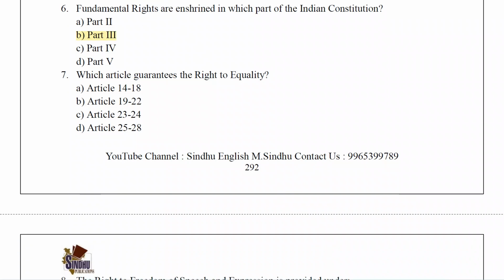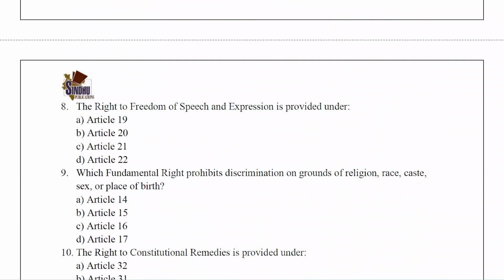Which article guarantees the right to equality? The answer is Article 14 to 18. Article 14 to 18 guarantees us the right to equality.